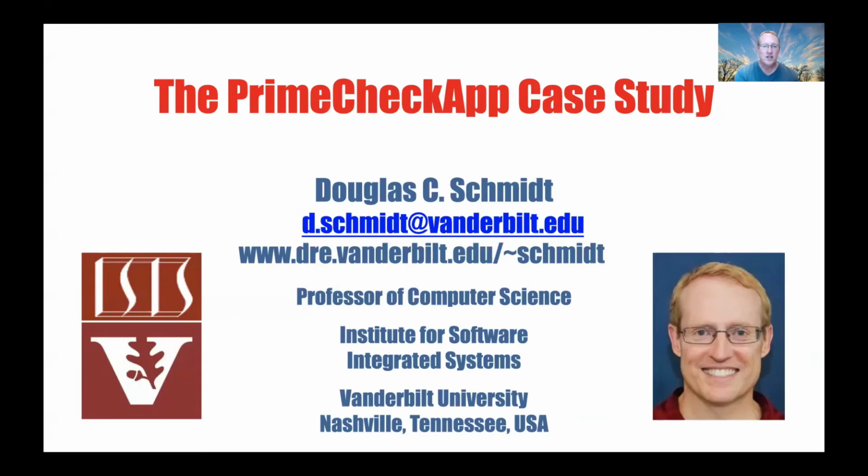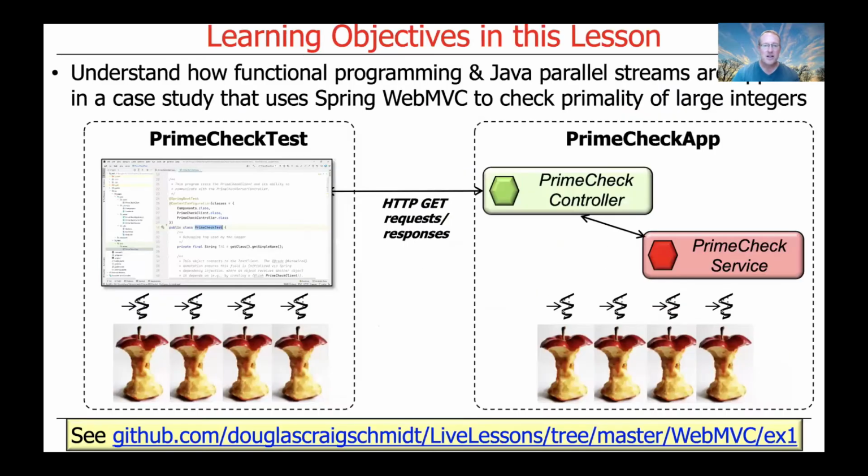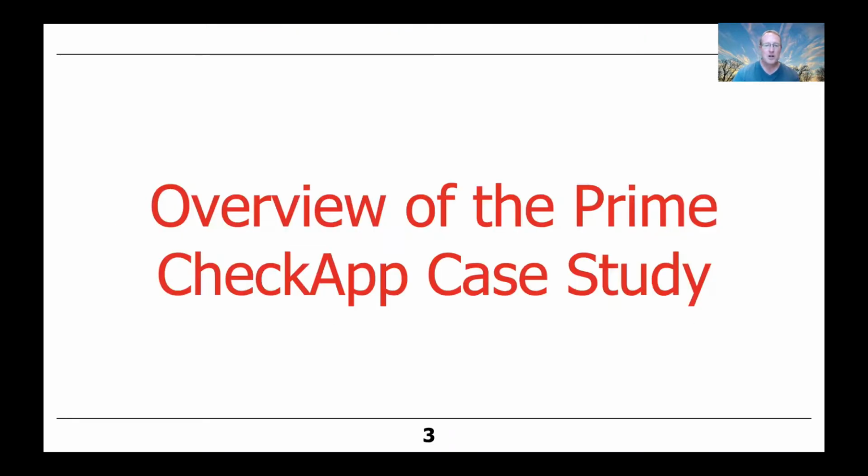So welcome to the discussion about the PrimeCheckApp case study. This case study will show how functional programming in general and Java parallel streams can be used in a case study that also involves applying the Spring WebMVC platform to check the primality of large integers. And you can get the source code for this particular example at the link at the bottom of the slide.